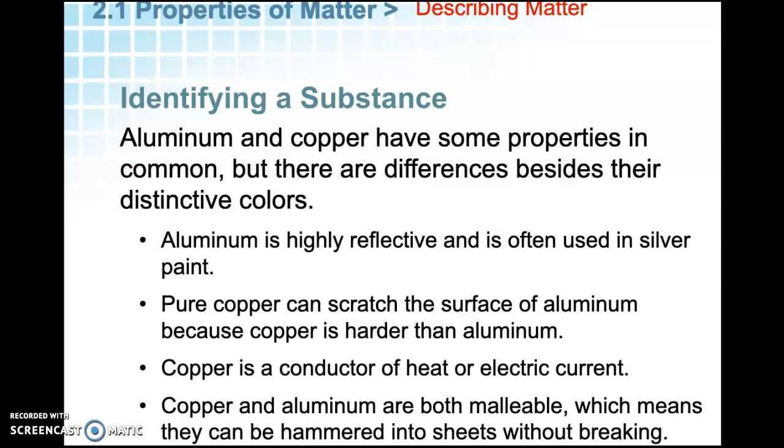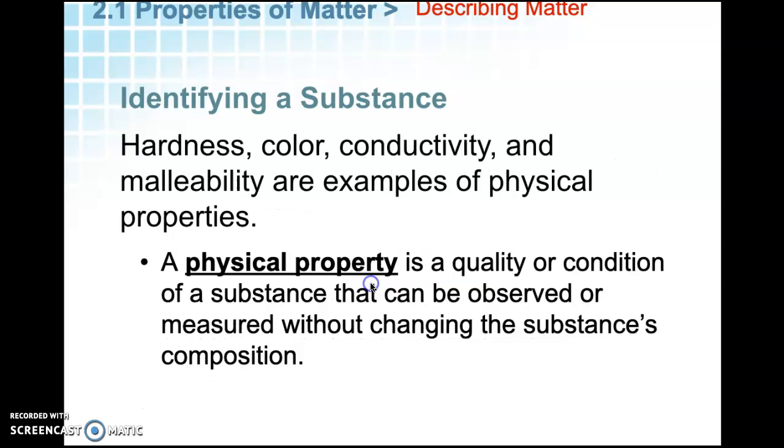They have some properties in common, but there are differences between aluminum and copper. Aluminum is highly reflective, used in silver paint. Copper can scratch the surface of aluminum because copper is harder than aluminum. Copper is a conductor of heat or electric current. Copper and aluminum are both malleable, which means you can hammer them into sheets without breaking, so you can shape them a lot easier. So there are some commonalities and some differences between copper and aluminum.